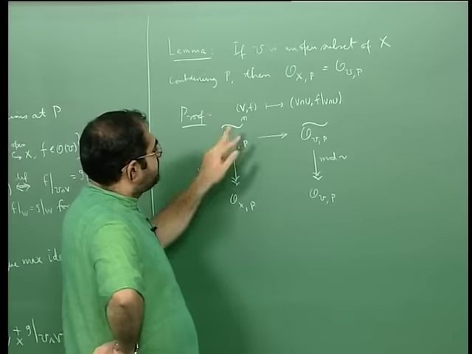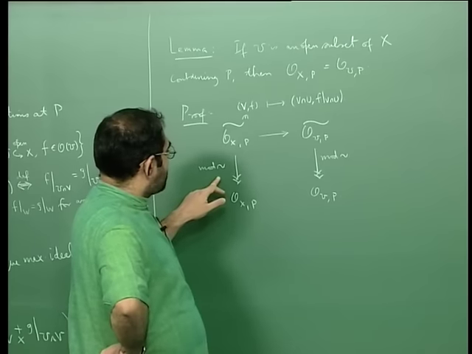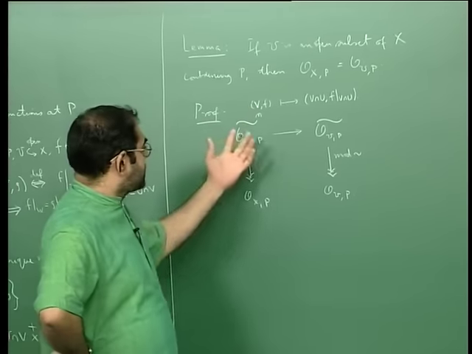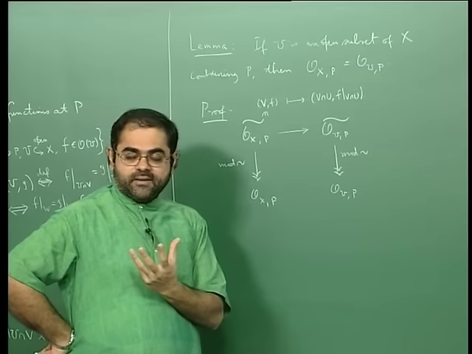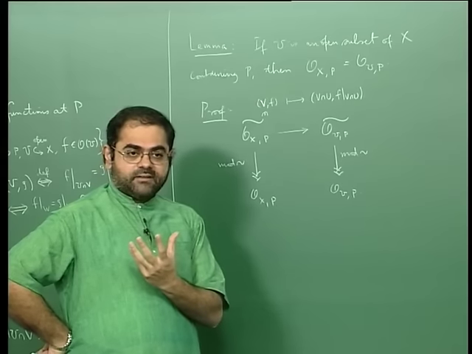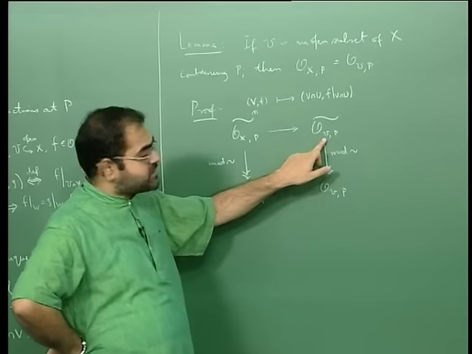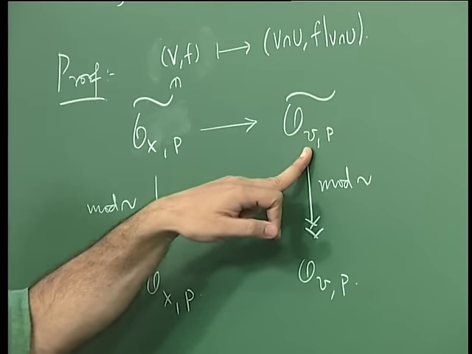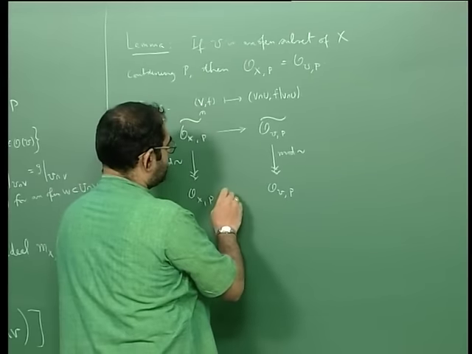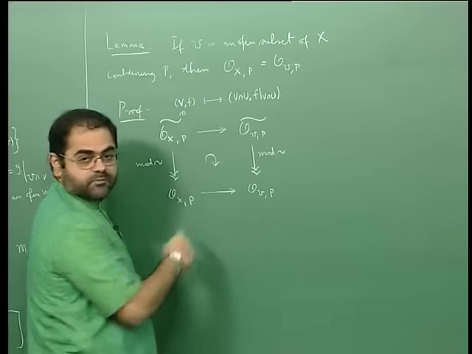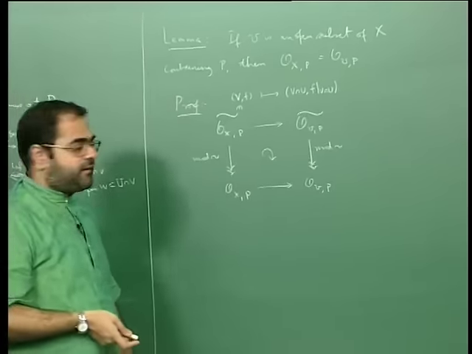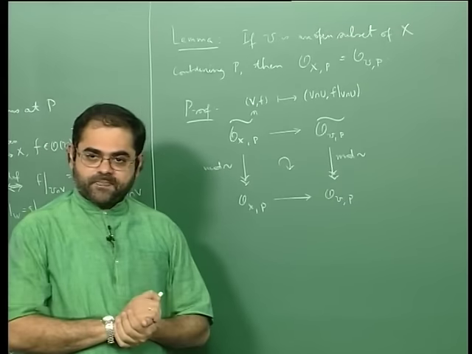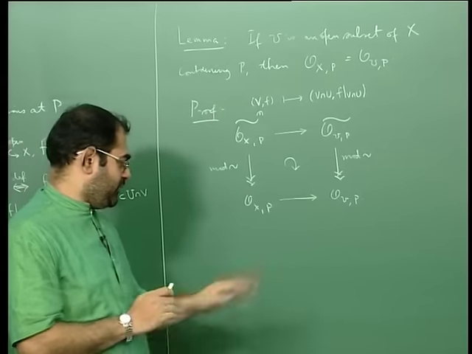And what you must understand is that this map will also respect the equivalence. Namely, if two regular functions in the neighborhood of the point P coincide in a smaller neighborhood, they will also do so when you restrict these functions to the intersection with U. So this will induce a map like this, so that this diagram commutes. And it's easy to check that this map is actually an isomorphism. In fact, it's a natural identification.